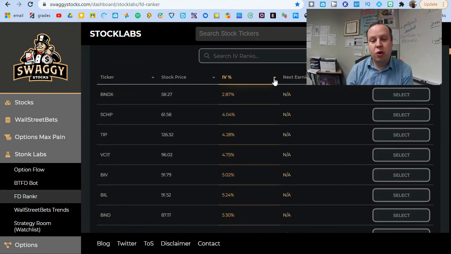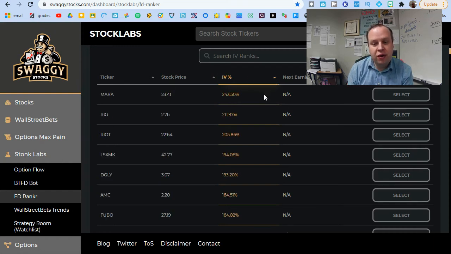If you looked at lower implied volatilities, for instance, BNDX has an implied volatility of 2.87, and the stock price is 58. If I sold a cash secured put at, say, 50 or so, which is quite a bit lower than the price, I'm not going to receive much in premium there because the odds of it going to that low price are very low, because the implied volatility is very low as well.